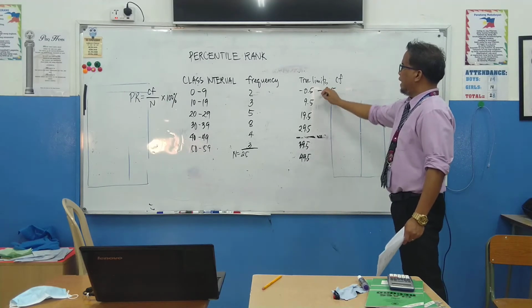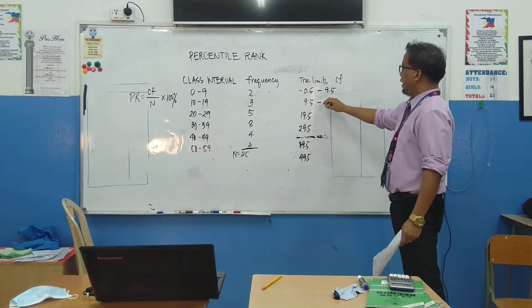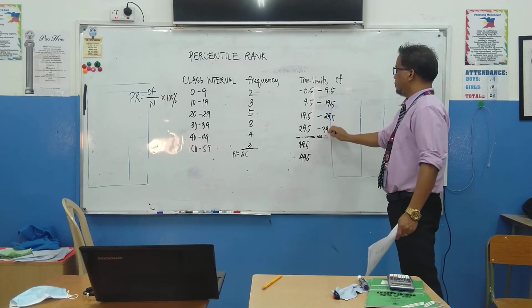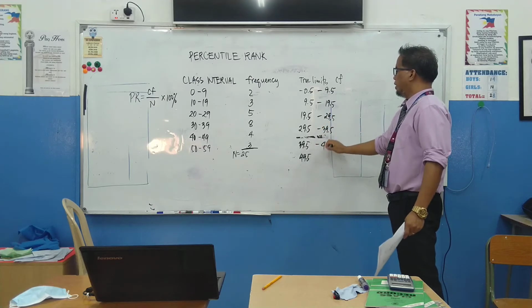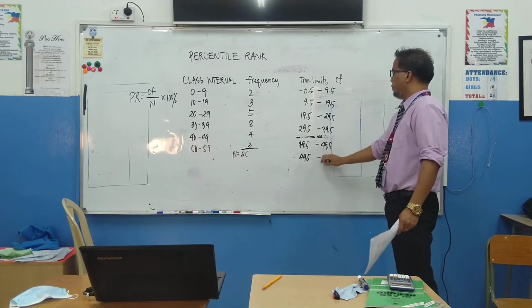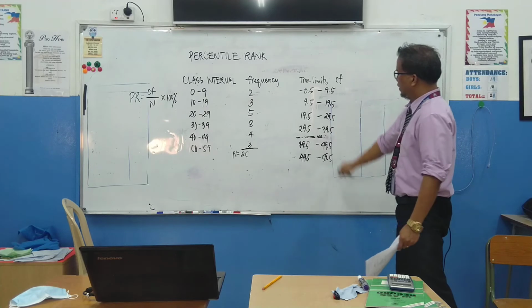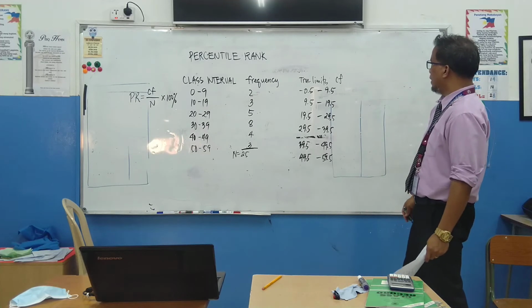We have 9.5, 19.5, 29.5, 39.5, 49.5 and 59.5. Okay, so this will be our true limits.